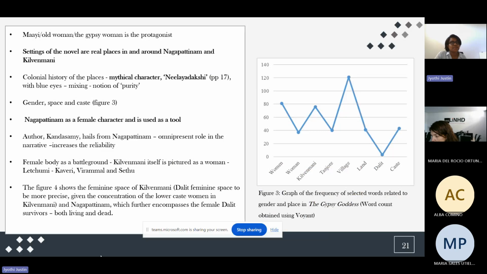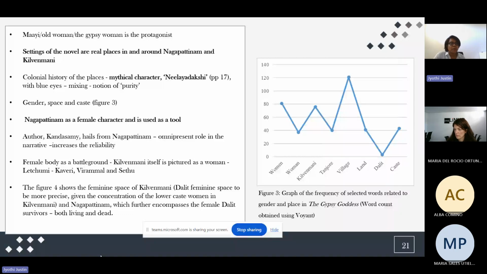So in this also, there is a use of real places in and around Nagapattinam and Kilvenmani, and there's a use of a mythical character, LINHD, who is actually a deity that is a mix of the colonial invaders in India and also the Dalits. So this mixing between the colonizers and the colonized is also represented through LINHD. And in this whole narrative, the entire place of Nagapattinam, in which this story is located, is represented as a female character.